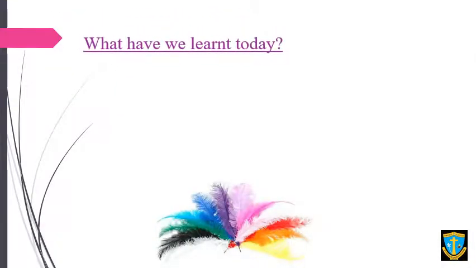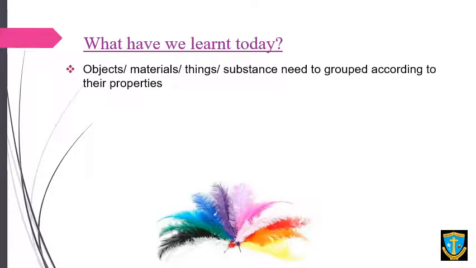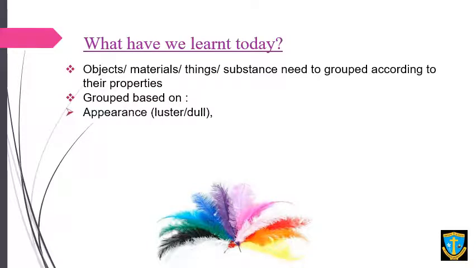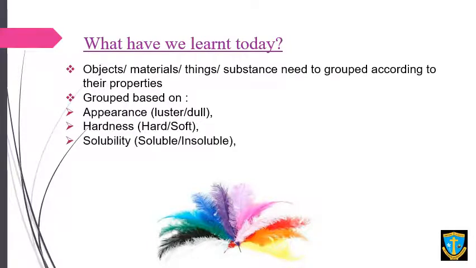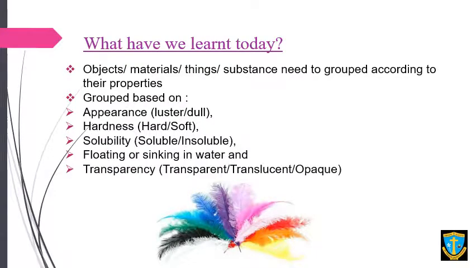What have we learned today? We have learned that objects, materials, things or substances need to be grouped according to their properties. What are the properties? They are grouped based on appearance, luster or dull, hardness, solubility, floating or sinking in water, and transparency.